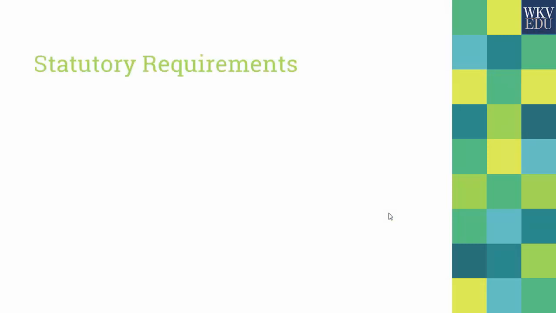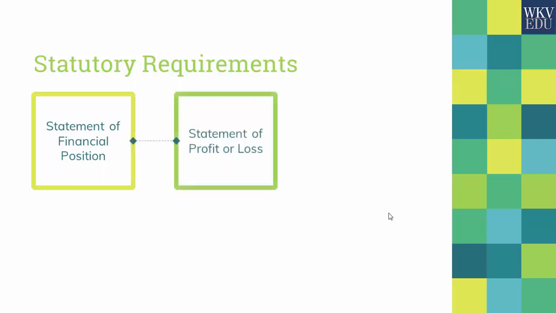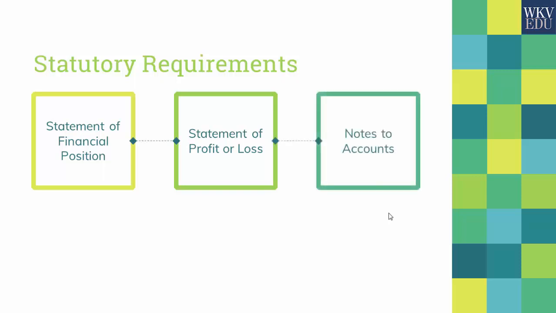The statutory requirements for financial statements of a company are the statement of financial position, that is, the balance sheet; the statement of profit or loss, which is the statement of comprehensive income or profit and loss account; and notes to accounts. Notes to accounts are a very key component because they tell you various things that might not be reflected directly by the financial statements stated before. They would probably tell you the different methods or assumptions that the management has taken up whilst they were preparing those statements.